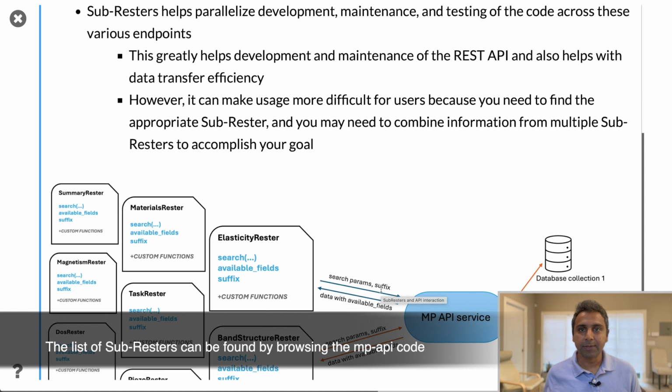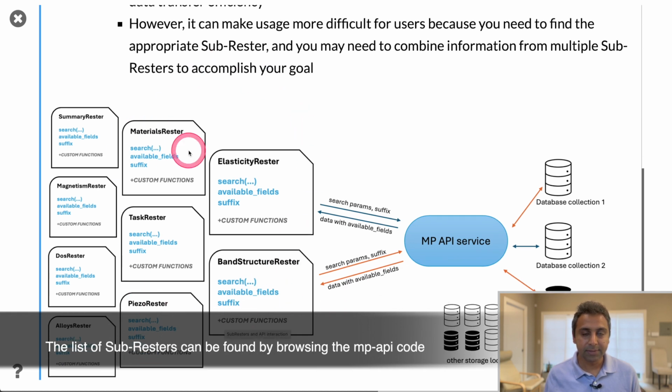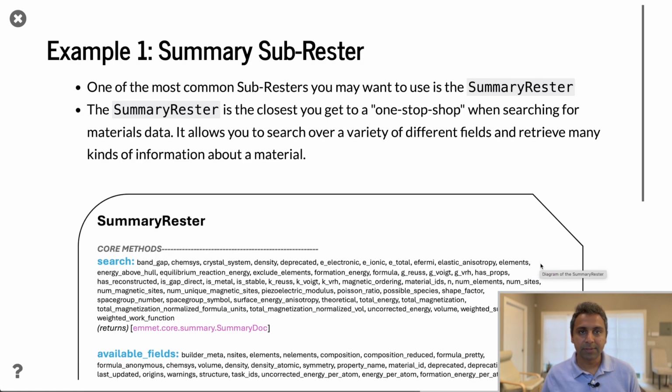If all this is confusing, I would just say don't worry about it. We'll go through a bunch of examples, but just keep in mind that there are many different subresters that allow you to interact with different parts of the Materials Project API. All right, so the first subrester that we'll cover is called the SummaryRester.